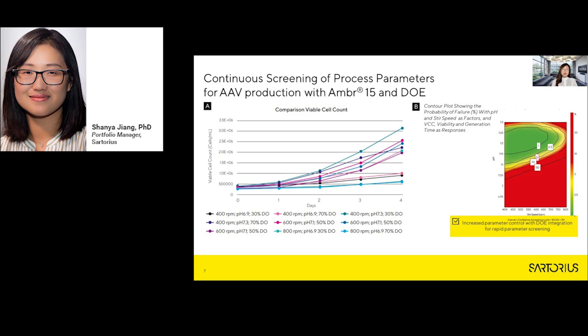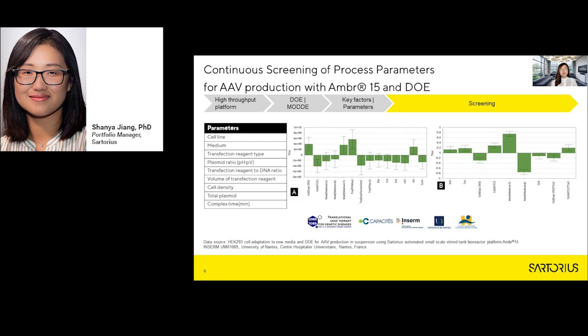Of course, viral vector production is a more complex process, and we can continuously utilize EMBER-15 and MODE to further screen for more process parameters. As shown in this case study generated by the University of Nantes, they used EMBER-15 and MODE to screen for multiple process parameters such as cell line, media, transfection reagent, total plasmid amount, and complex time. The intuitive MODE software can automatically rank the process parameters to show which parameters are critical to the AAV titer.